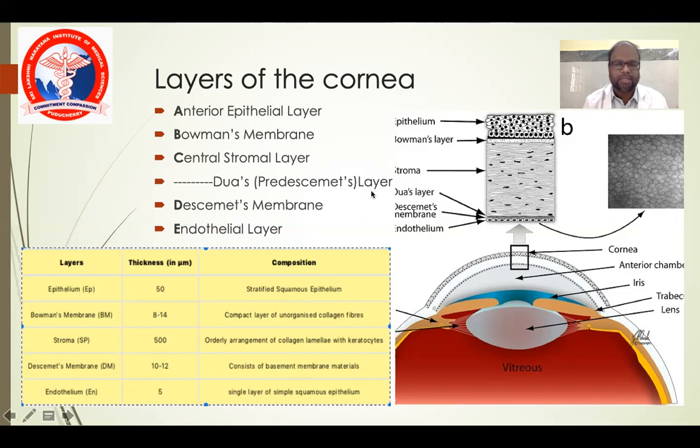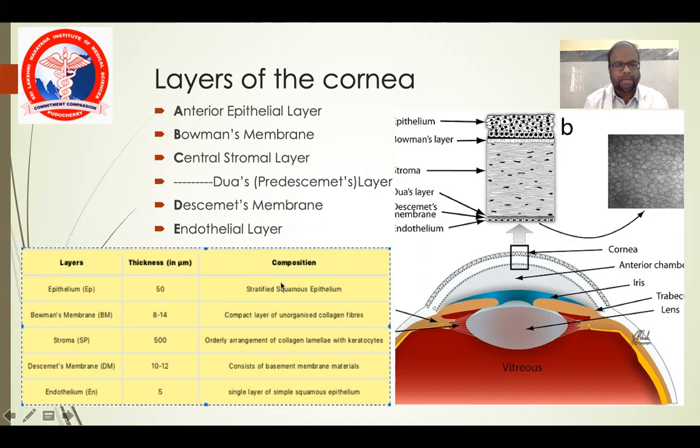Leaving alone the Dua's layer, we can say that there are 5 layers of the cornea. The anterior epithelial layer, the Bowman's membrane, the stromal layer, the Descemet's membrane, and the endothelial layer. Coming to the thickness of each layer individually, the epithelial layer, or the topmost layer of the cornea, has a thickness of around 50 microns.